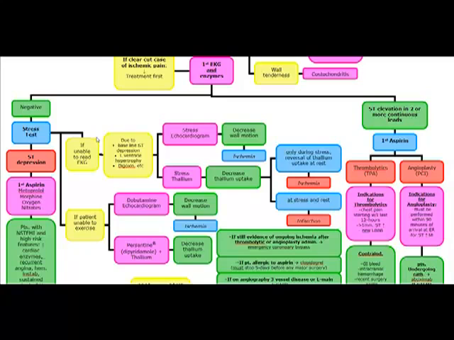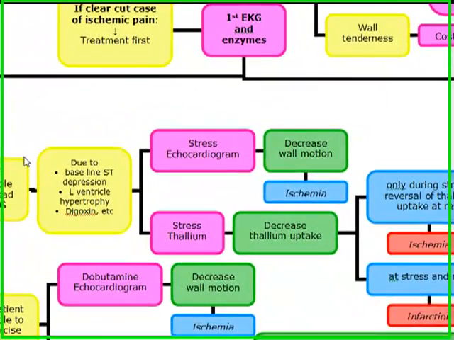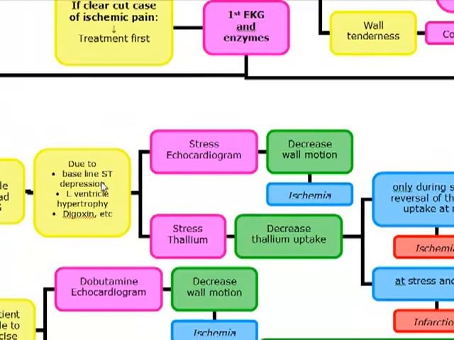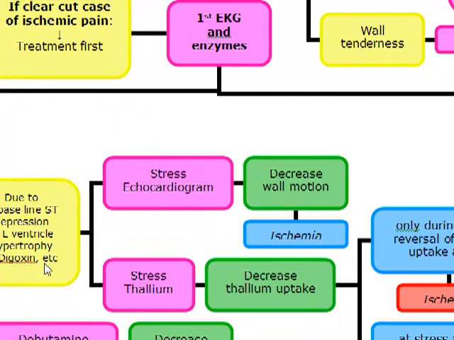Now, the cases where you're unable to read an EKG include things like a baseline ST depression, left ventricular hypertrophy, digoxin, a left bundle branch block. They may have a pacemaker in place and you can't read the EKG. Wolff-Parkinson-White pre-excitation syndromes, a prior history of revascularization. In all these cases, you're not able to read the EKG. So what you're going to do is either a stress echo or a stress thallium test.